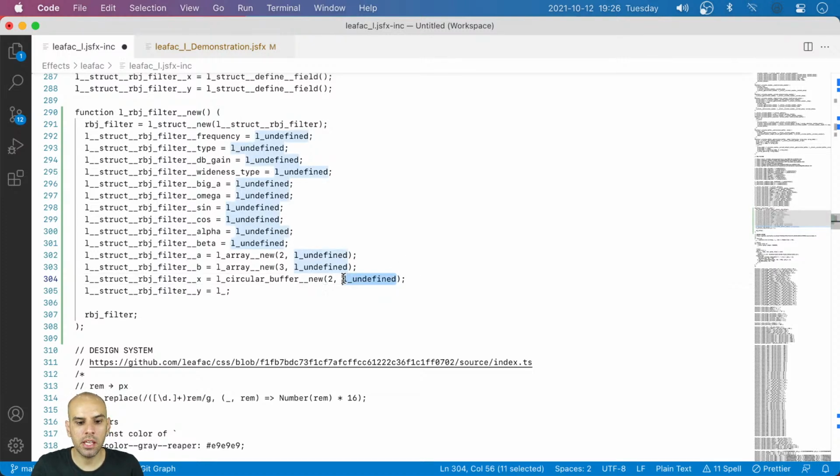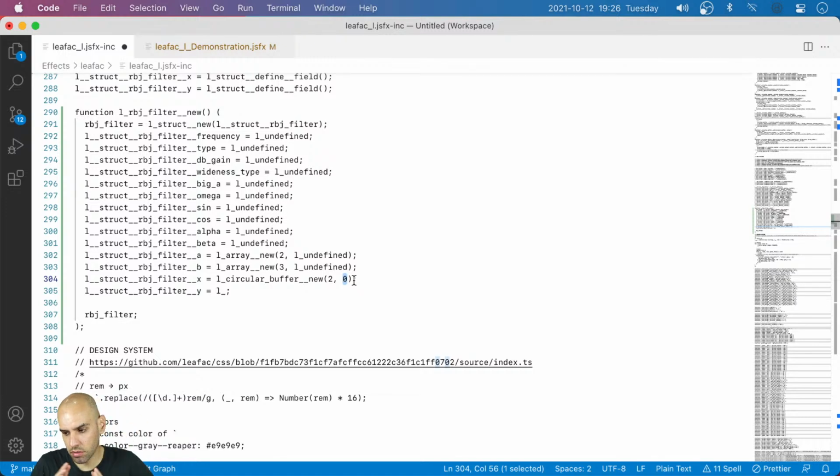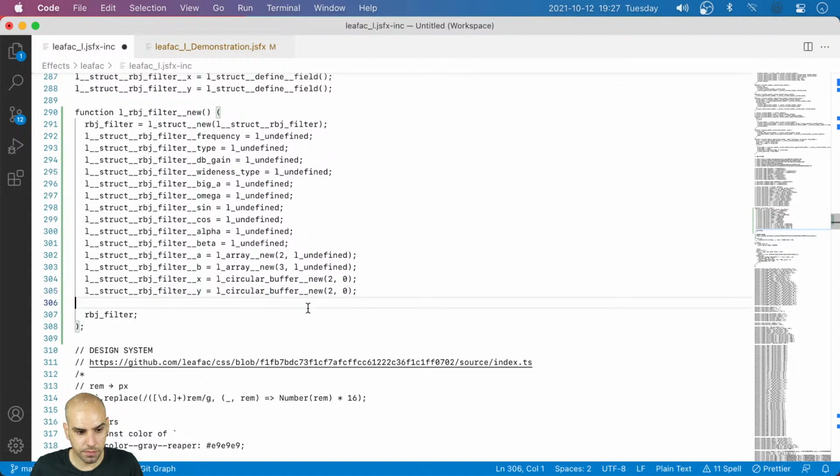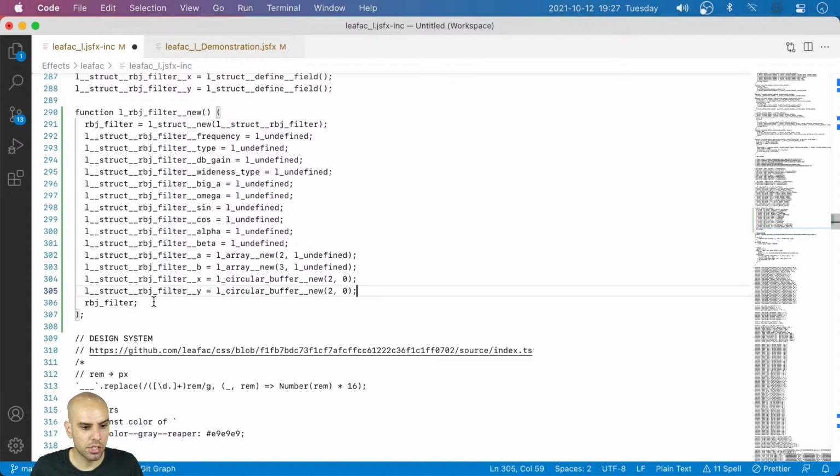Oh, and you know what? I don't think it should start as undefined, because A's and B's and everything up to here depends on the configuration of the filter. What is the kind of filter? What is the cutoff frequency and whatnot? But these guys are just the samples coming in, and I don't want to have to fill in the buffer before I can start using the filter. So I'm just going to say that when you initialize the filter, the samples that are there are just silence. And the same for Y. And then I return this Rbj filter. So right now what we have is just a data structure with the right format.